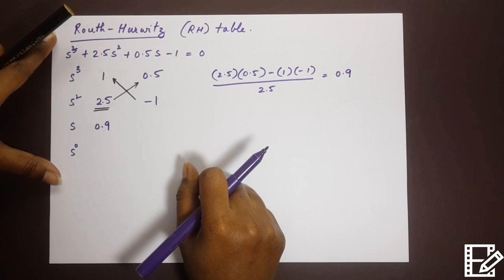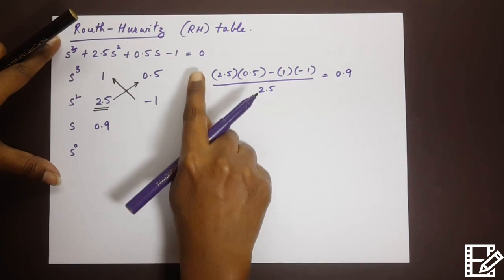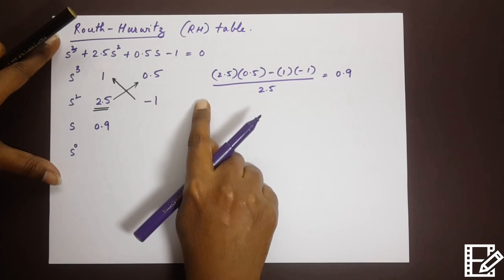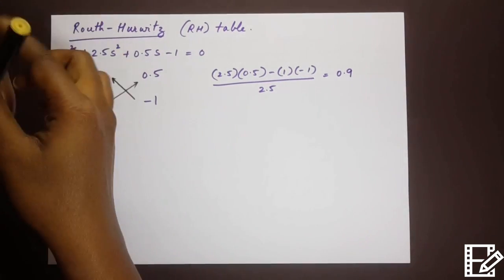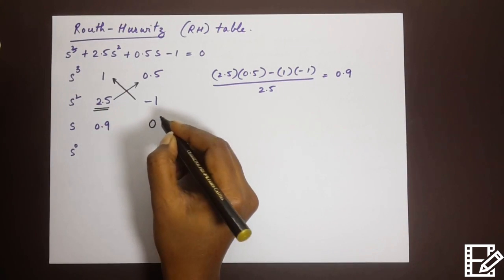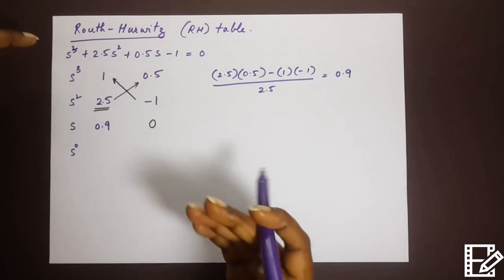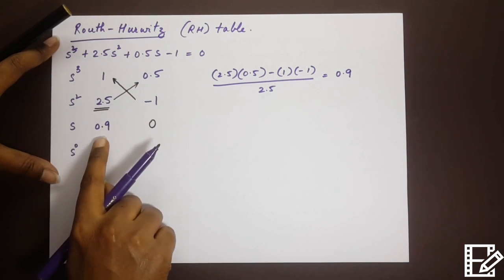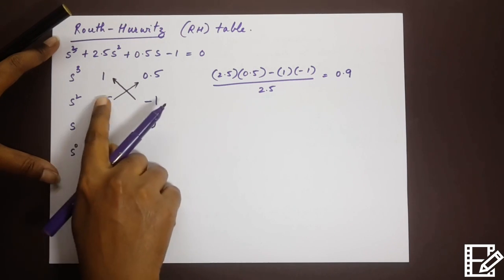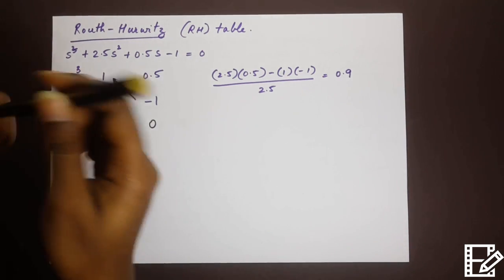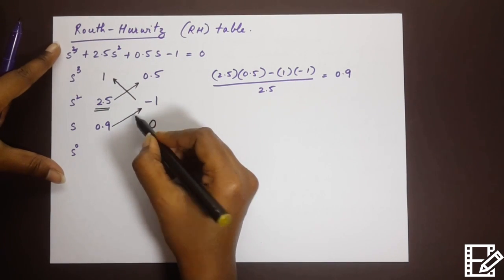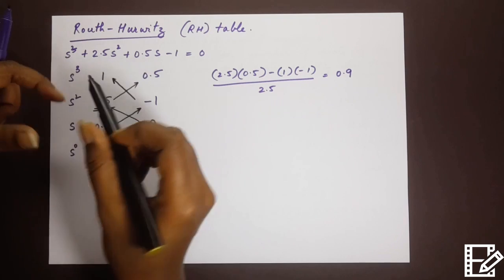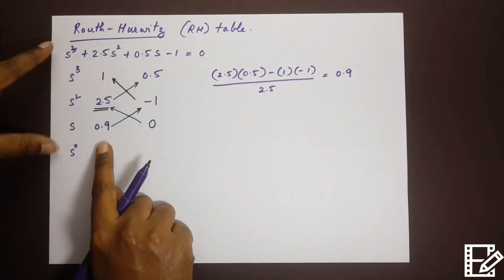Okay, now the next is, in order to find this element, we need a third column here. Now because we don't have a third column here, we will assume that this number is 0. We can just write it as 0. That's about it. Okay. Next we go to the s naught term, s power of 0. And to solve this we use the same procedure here, but this time we use these 4 elements. And that would be 0.9 multiplied by minus 1 minus 0 multiplied by 2.5 divided by 0.9.